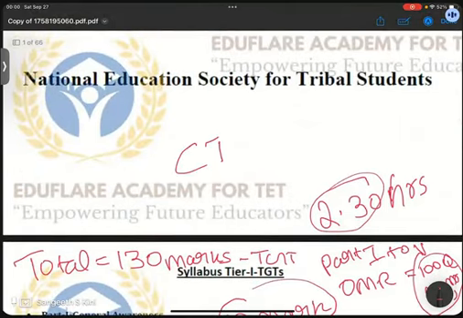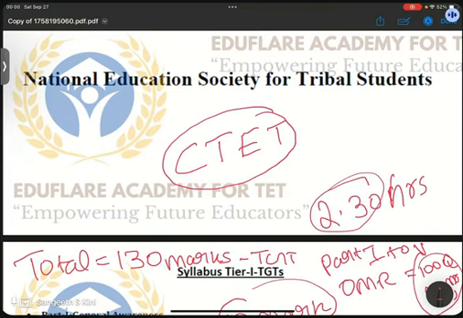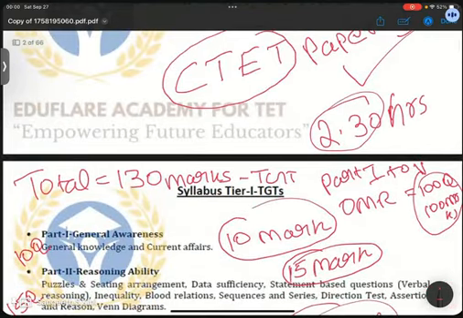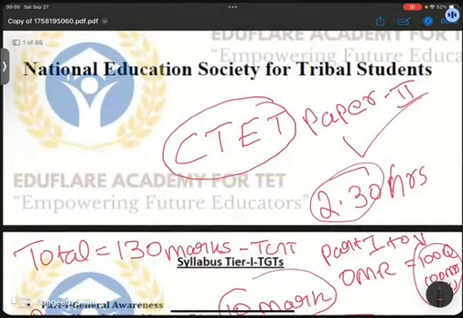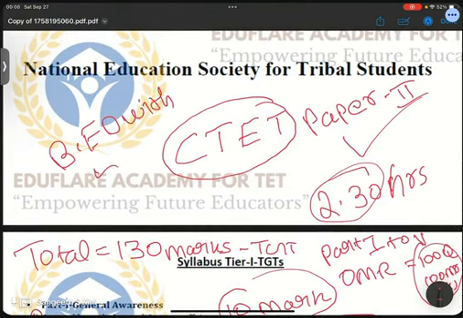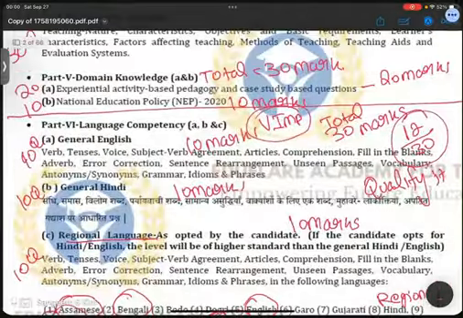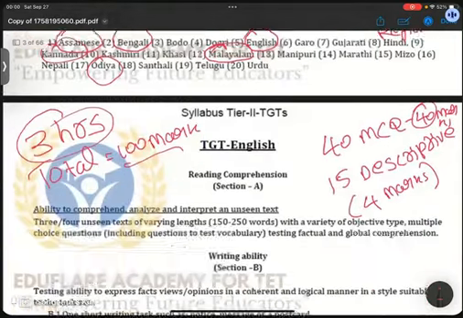Also, CTET is compulsory for this exam, that is the TGT exam. For appearing in the TGT exam, CTET paper 2 is compulsory. But in the case of PGT, there is no need of CTET. A PG with BEd is enough to appear for the PGT exam. Here, CTET paper 2 is enough, and also BEd with 50 percent or above marks is enough to appear for this exam. So this is the mark distribution and the criteria for qualifying this exam.